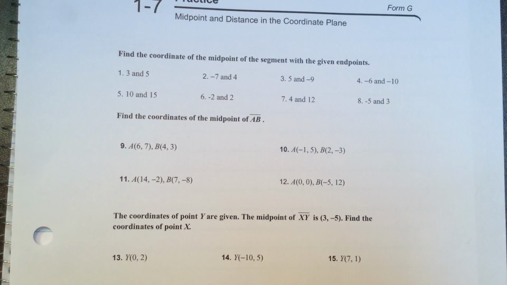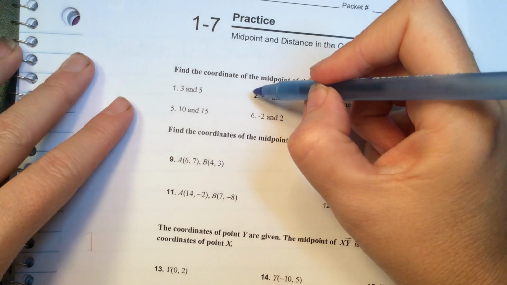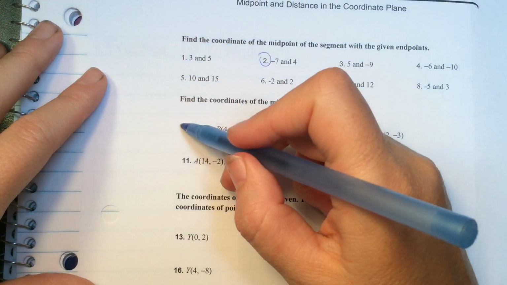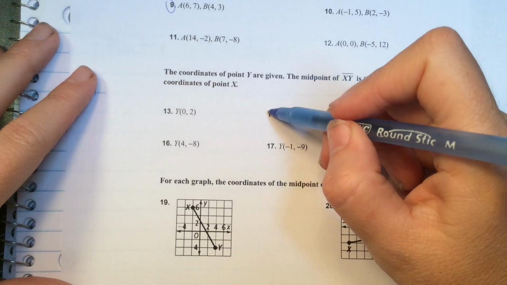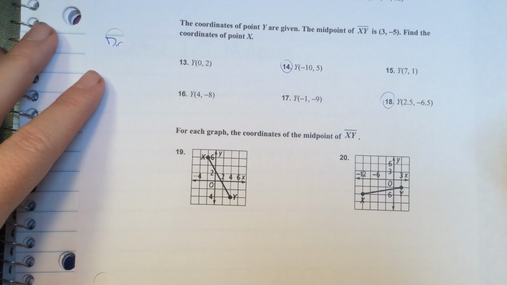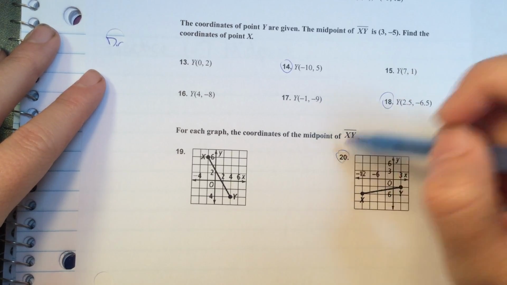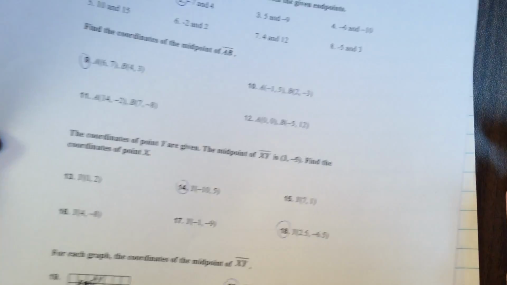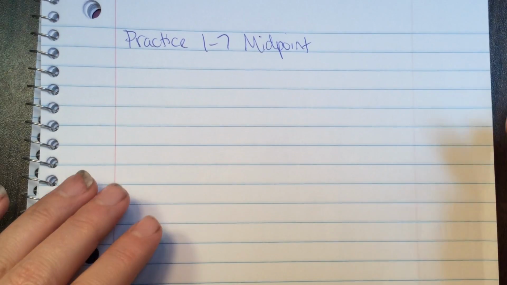Let's just do number 2. I'll circle number 2, number 9. Let's do 14 and 18, and we'll do 20. Okay, so again, we're going to do 2, 9, 14, 18, and 20, and then the rest you can do by yourself.